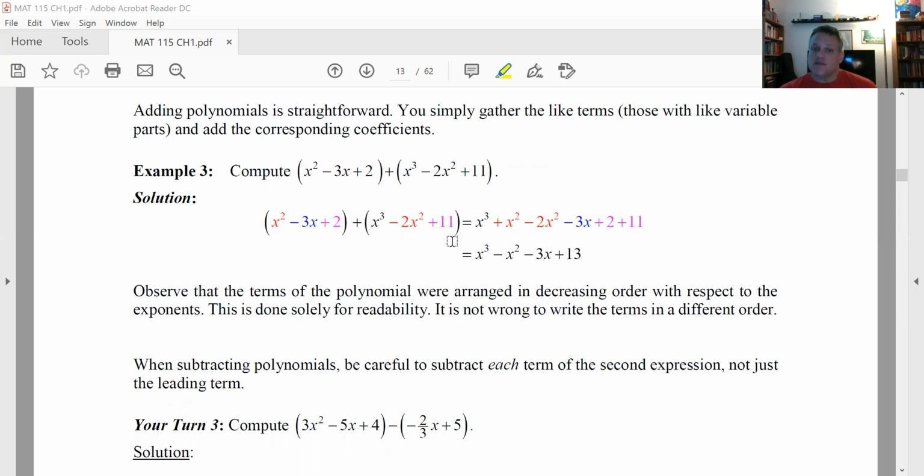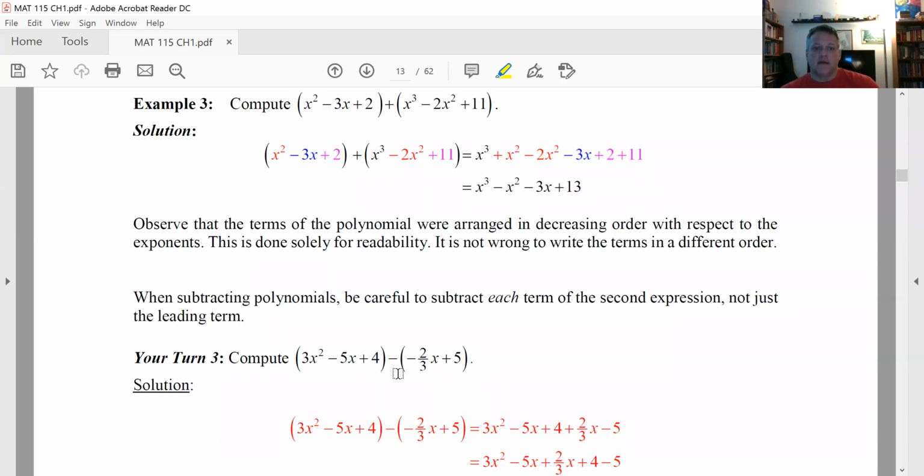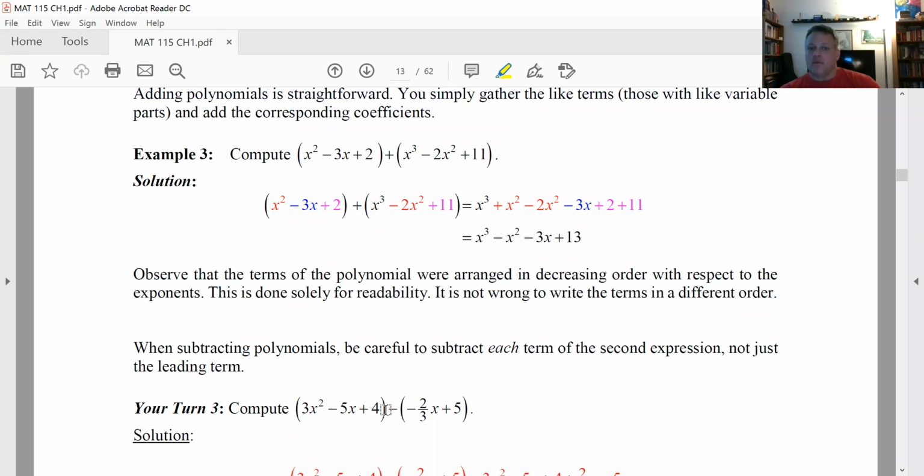We consider that sum simplified when every variable power, so an x cubed, an x squared, an x, and so forth, only occurs one time, right? So you can't have multiple terms with the same power. That wouldn't be considered simplified. All right. So why don't you go ahead and try this your turn and see what you get. Same idea, only now when you're subtracting, remember, if you're subtracting an expression, that negative has to be distributed to both terms in that parenthesis that comes after it. All right, see what you get.